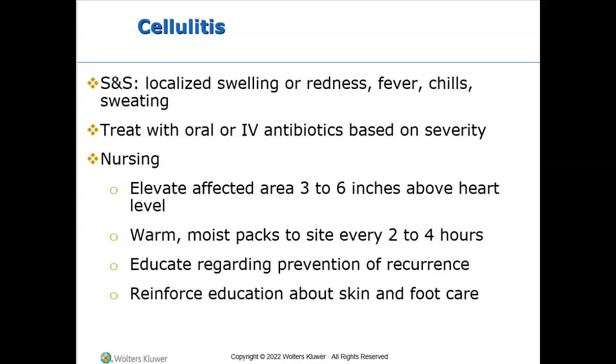So how do we diagnose it? It's usually based on a medical history and a physical exam. Blood and skin samples may be taken to confirm the diagnosis and the type of bacteria that's present. A bacterial culture can identify the organism causing the condition and indicate the most effective antibiotic.